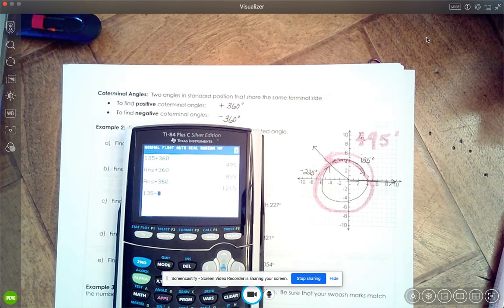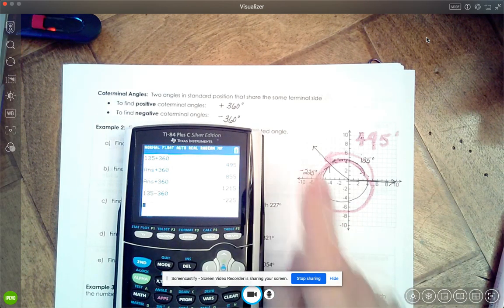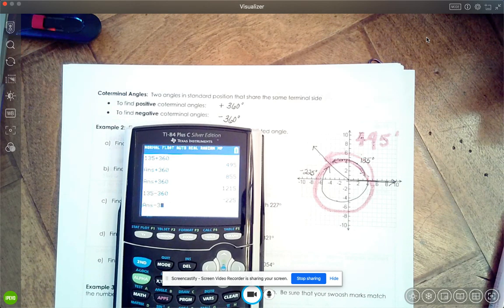And I could do the same thing with subtracting. If I had a 135 degree angle, subtract 360, there's my negative 225. Subtract another 360, negative 585. So we can keep doing these and keep going like that.